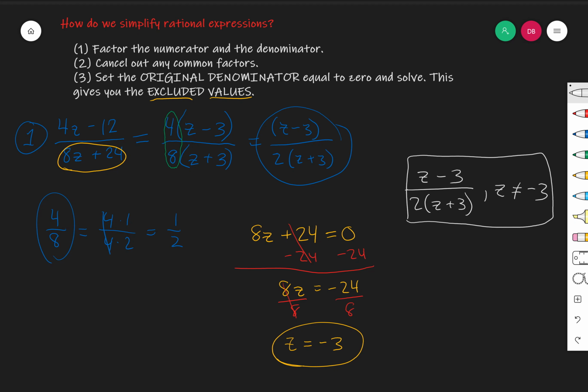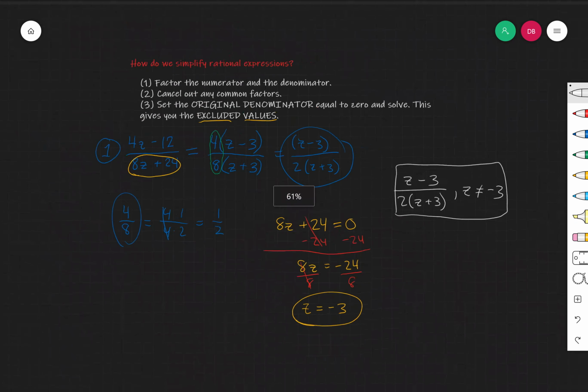Notice I could have multiplied out the 2 on the bottom there. I could distribute that, but I don't need to. So I'm done. I'm fine leaving it factored.